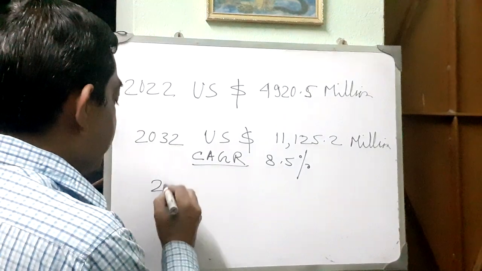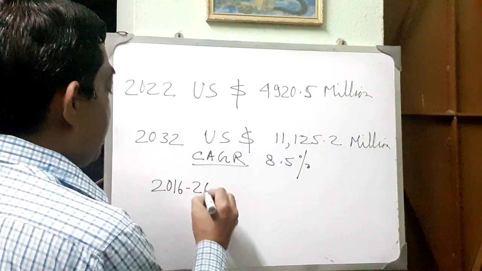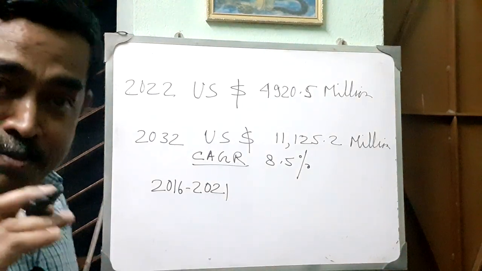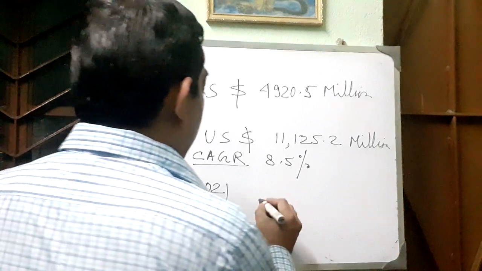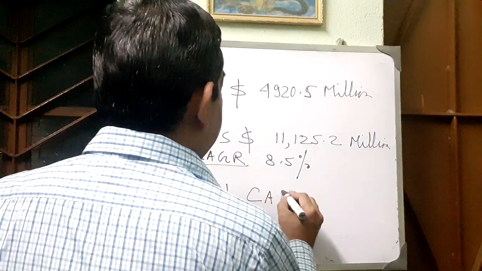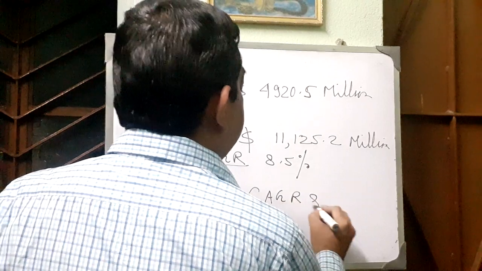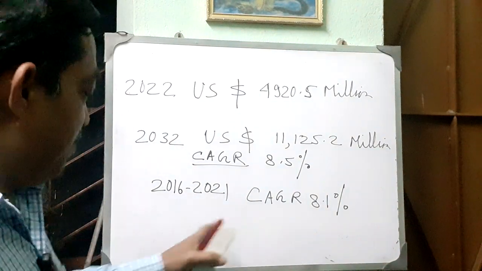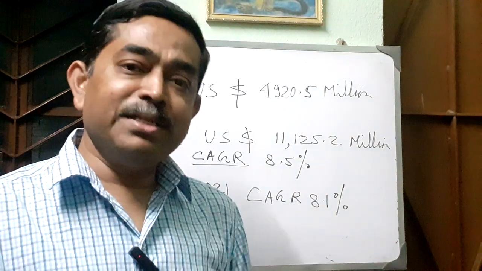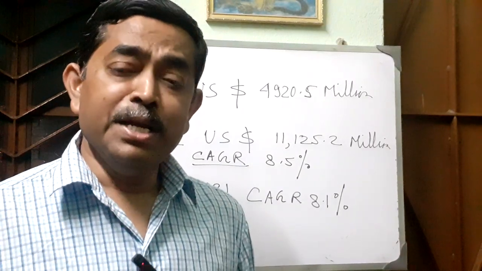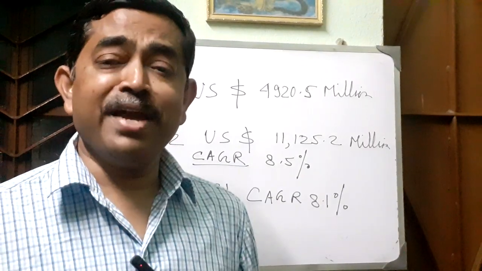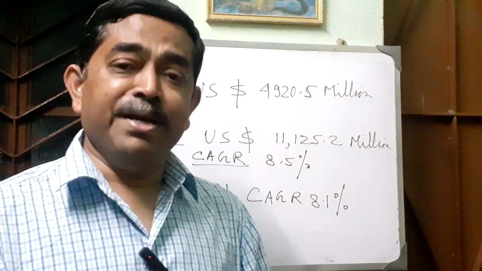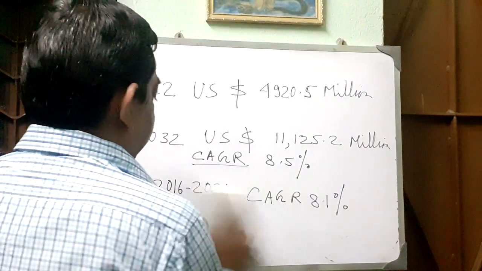And 2016 to 2021 is the historic period for fermented milk product, because there was a growth of CAGR, compound annual growth rate, of 8.1% achieved in this period. So this is the historical period for the fermented. Day by day, the demand for fermented milk products is increasing. Customers are more aware of the health beneficial effect of the fermented milk, and so it is increasing day by day. There is no doubt about that.